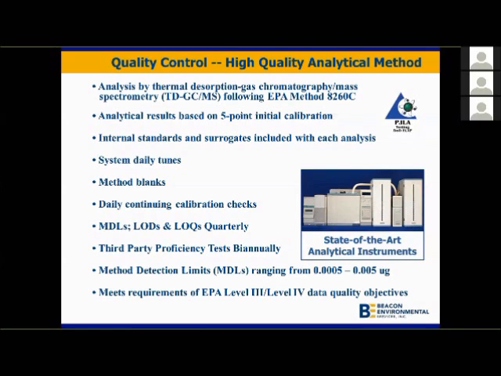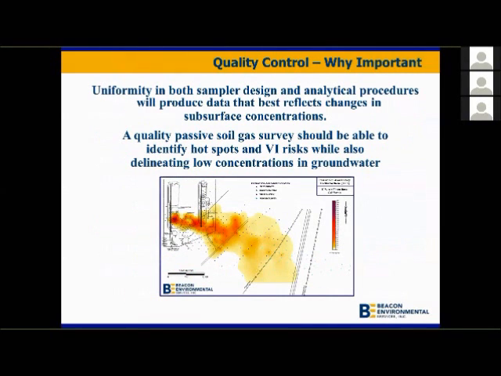The data being reported in concentration is not critical because we know that the soil gas concentration is going to change, but what is important is acquiring data that best reflects the variability in subsurface contamination and meets the objectives of the survey. With a passive soil gas technology, you want to make sure that there's as much uniformity as possible in both the sampler design and the analytical method, so you're able to achieve the goal of producing data that not only identifies hotspots, but also maps the lateral extent of contaminant plumes.